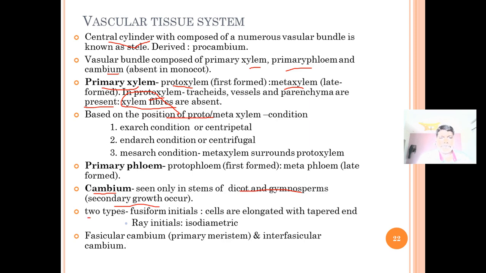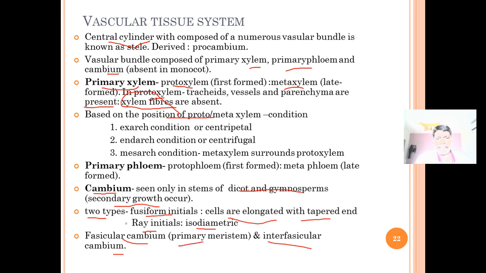Cambium has two types of cells: fusiform initials and ray initials. Fusiform cells are elongated with tapered ends, and the ray initials are isodiametric in nature. There are also two types of cambium: fascicular cambium and interfascicular cambium. Fascicular cambium is the cambium present between the xylem and phloem in a vascular bundle.